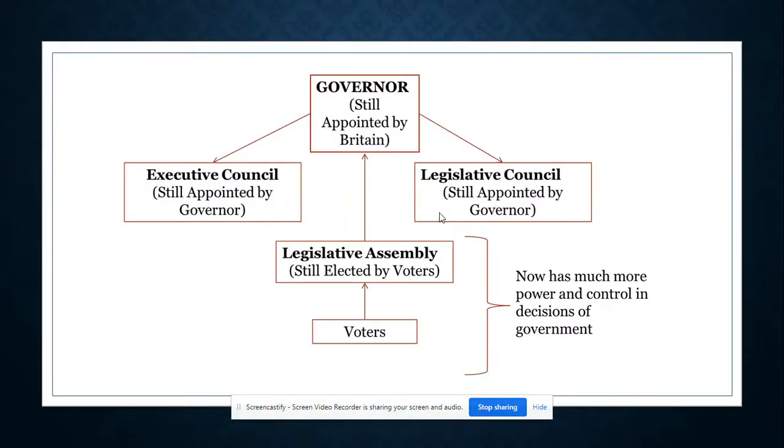Here's another picture of a responsible government now. So you can see that that line in between that was previously here is no longer there. You have the governor and his council, but you see that connection between the voters and the governor as well.